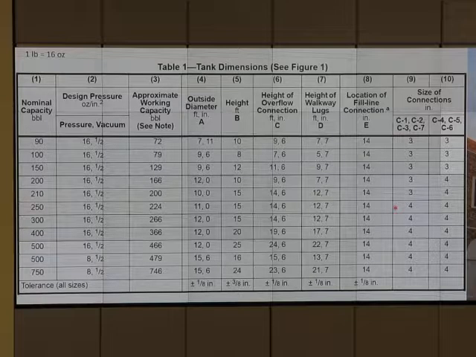So you can use this table. This tells you what size of tank. For a 500 barrel tank, the outside diameter we use is 12 feet. So that's how big it is. And you have the approximate working capacity, how many barrels it can hold. So when you have a 500 barrel tank, the working capacity is 466. And for pressure and vacuum, it can do 16 ounces.